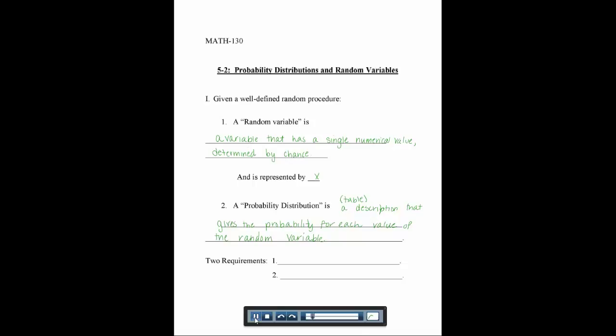The first one is that each probability value, this is a rule for any probability, has to be between 0 and 1. Okay, the other requirement is that the sum, if we add up all of the probabilities, they have to equal 1. So if we're asked if something's a probability distribution, those are the two things we'll check.